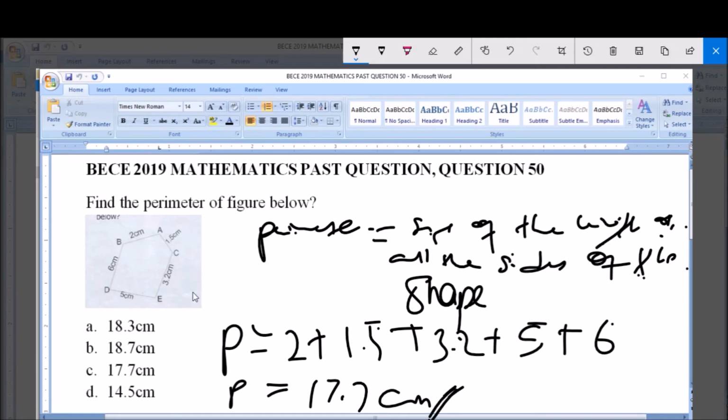Remember I said to find the perimeter, we add the length of all the sides together. And from our options here, we see that C says 17.7. So C is our answer. C is the correct answer. A says 18.3, which is wrong. B says 18.7, which is wrong. And D says 14.5, which is wrong. But C corresponds to our answer, 17.7. So C is our answer.